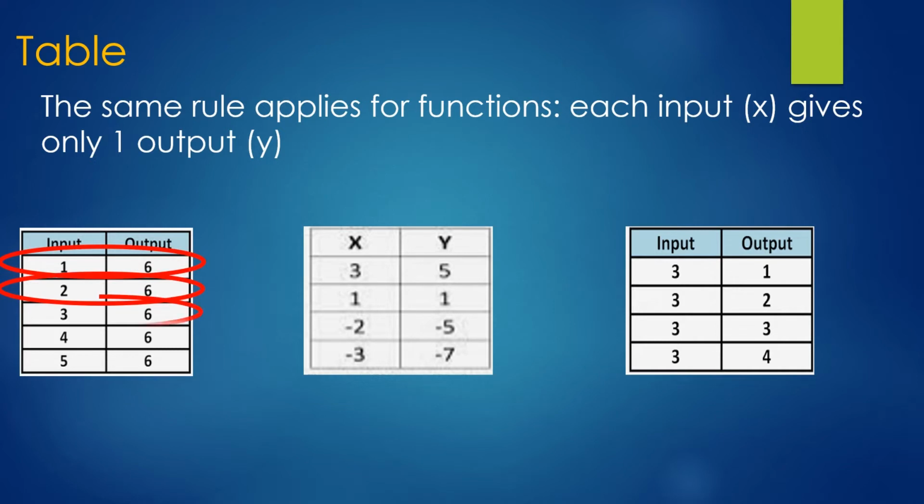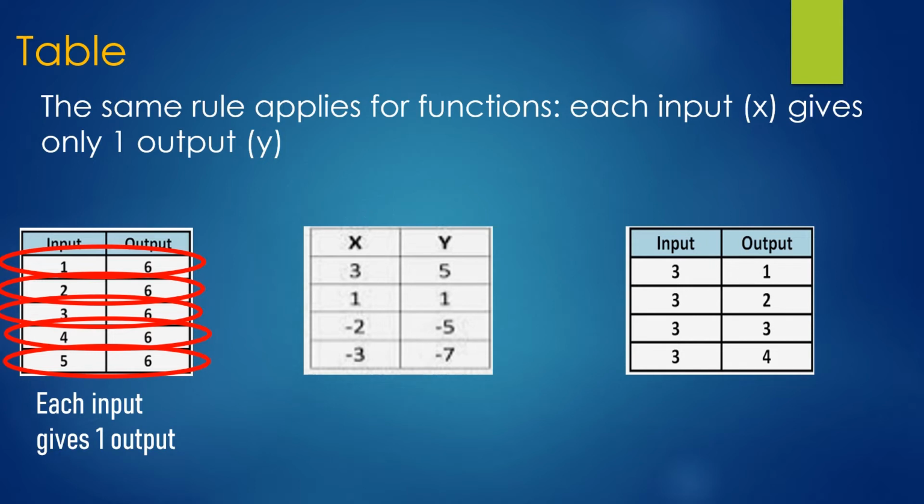So we look at this first example. We have inputs of 1, 2, 3, 4, and 5, and outputs of 6 for every single one. But since each input gives exactly one output, this is a function. This would be just like having 5 spots on the same vending machine that would give you the same candy. So each of those inputs would still give you the candy you want, and it would only give you the candy that you want. It's a function.